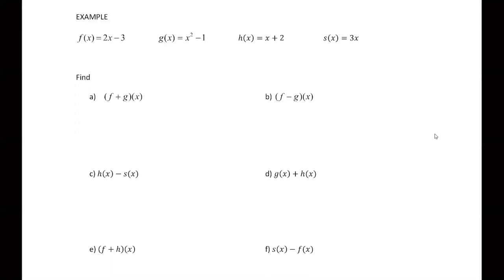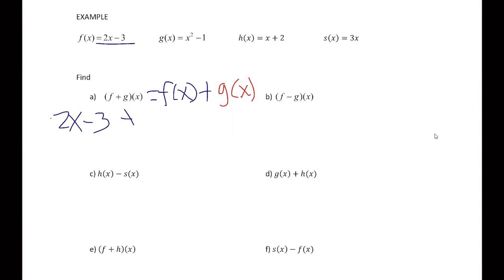If you're evaluating with variables, you'll notice the functions are exactly the same, but it's f plus g of x. So remember, this is f of x plus g of x. Basically, we're just going to add our equations here. I'm going to color code this, so I'll make g of x in red. If you're adding, you don't have to be too careful. We'll see when we subtract. There's one thing we have to be careful about when subtracting, but f of x is 2x minus 3, and then g of x is x squared minus 1.